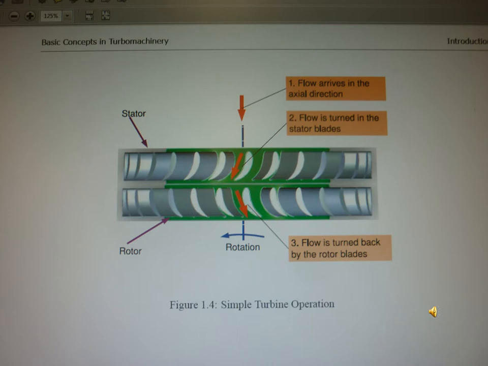And this is the first thing that we have to do with the turbine. We have to look at the stator and the rotor.